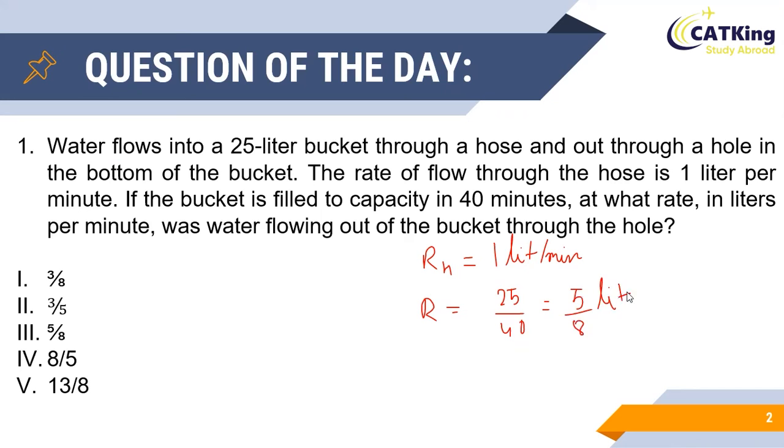Now, the hose tries to fill the bucket and the hole present at the bottom of the bucket empties the water out of the bucket, and hence the rate of flowing of water out of the hole, let us call it RO, is equal to RH minus R, that is 1 minus 5 by 8, which is equal to 3 by 8. Hence option 1 is correct.